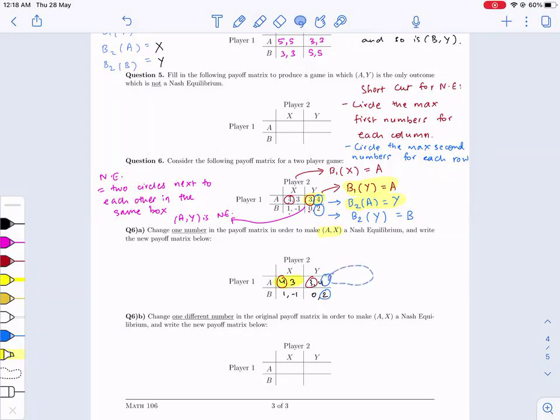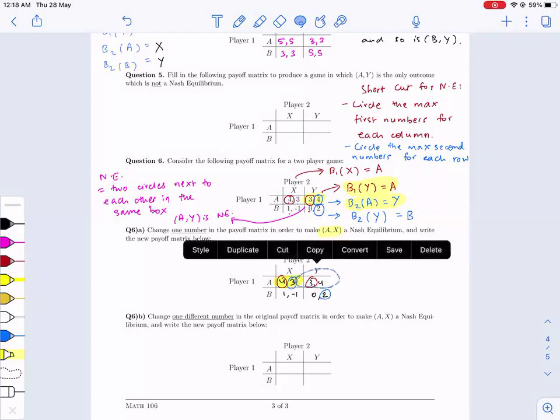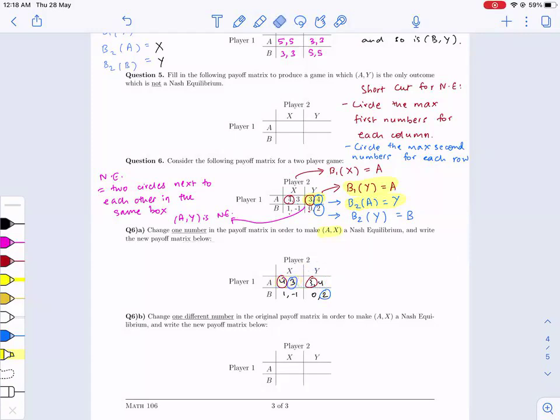So how can you make that happen? You can make that happen when you have this max circle for the second number in this row here instead of here, right? So instead of 4 being the maximum, this number must be a maximum. So how can you do that? You can just replace 3 by something that's bigger than 4. So let's say 5, right? So you can change this matrix in a way that now AX is a Nash equilibrium.